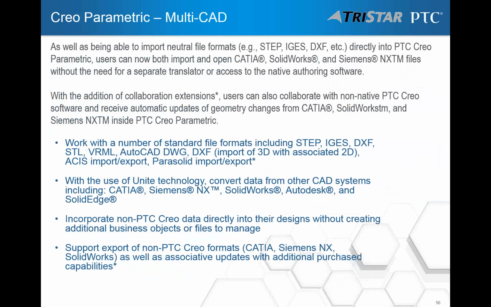And then finally, the multi-CAD abilities with Creo Parametric 3, as well as being able to import neutral file formats that we've been able to, in the past, bring them directly into Creo Parametric. We can now import CATIA, SolidWorks, Siemens NX files, and so on without requiring a separate translator. With the addition of some collaboration extensions, you can also use non-native Creo models in your assemblies.